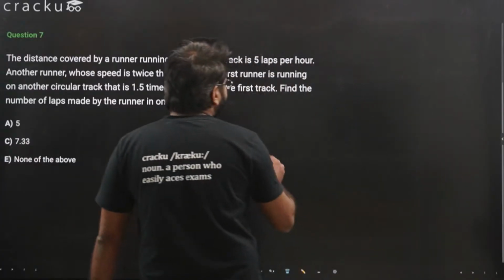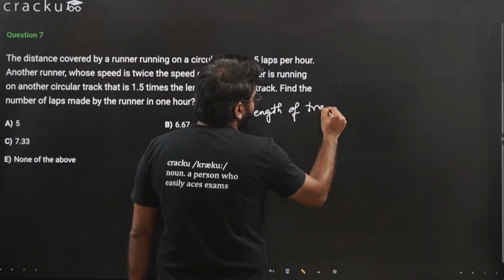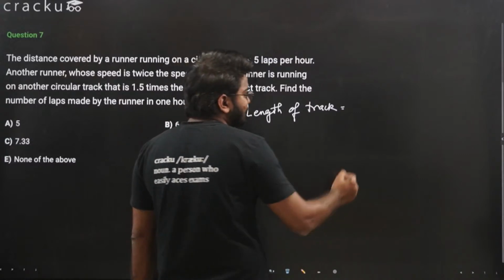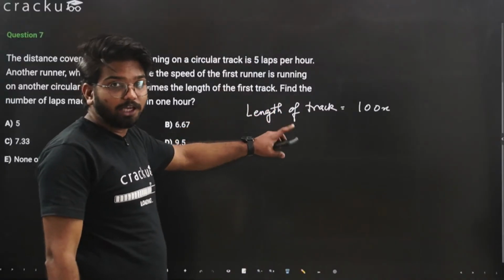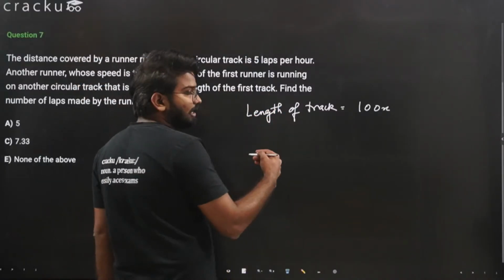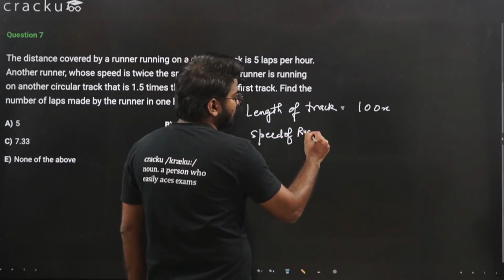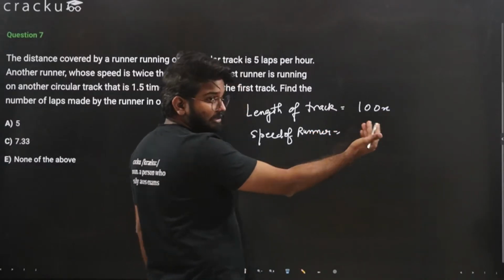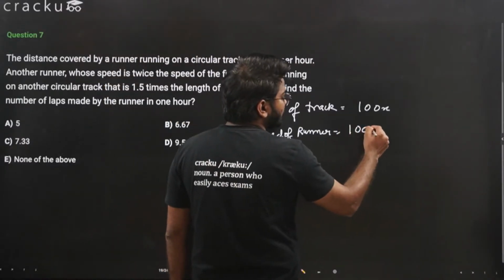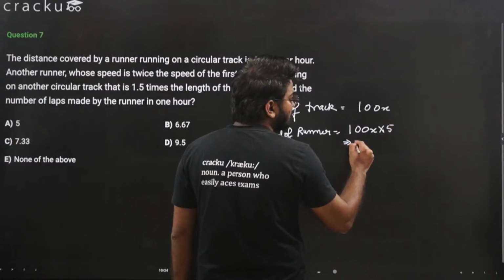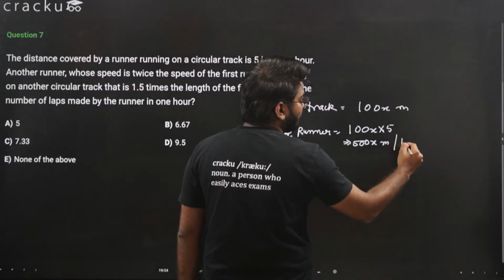Let's say the length of the track is, you can assume anything, let's say it is 100x, and that runner is running 5 laps in 1 hour. So we can say what is the speed of that runner. He is running 5 times this length of the track in every hour. So 100x into 5 laps, that is 500x meter. Let's say this is in meter per hour.